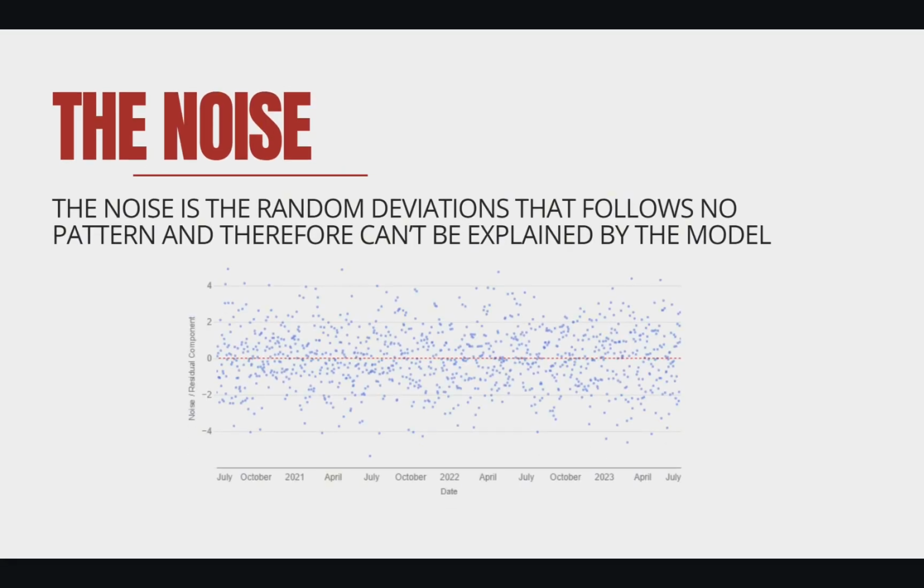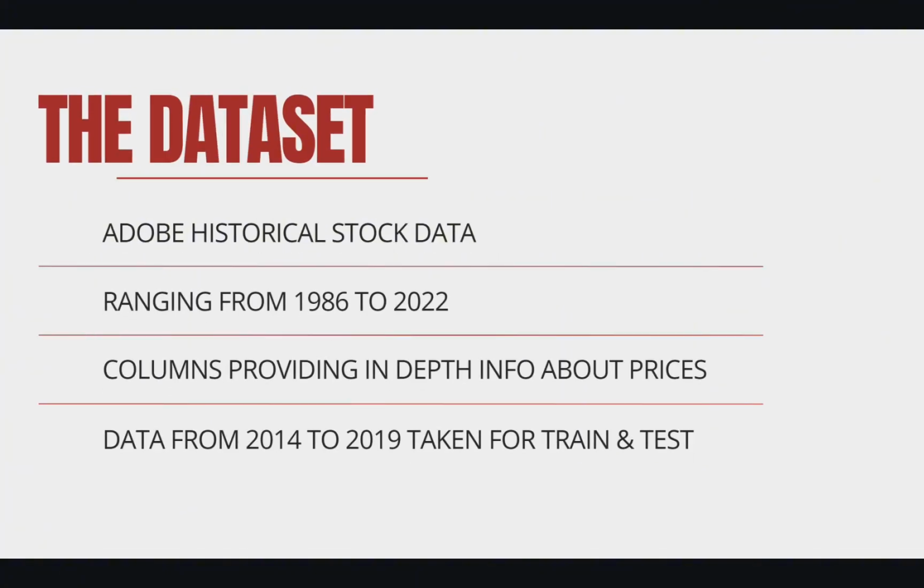Finally, there's noise, the random ups and downs that can't be explained by any consistent pattern. Prophet accepts that randomness exists and tries not to overfit it. This keeps its prediction realistic and stable. Now let's come to the dataset I used.